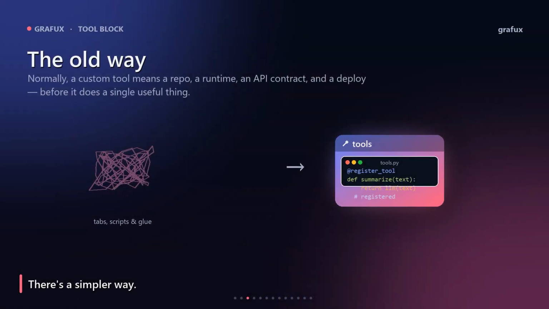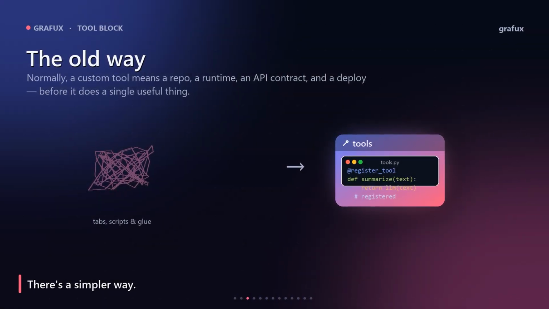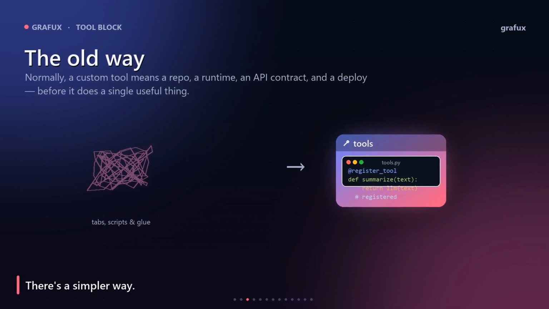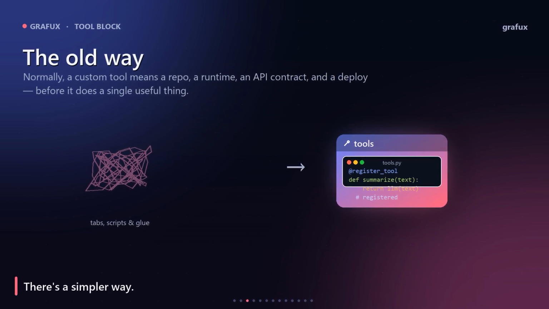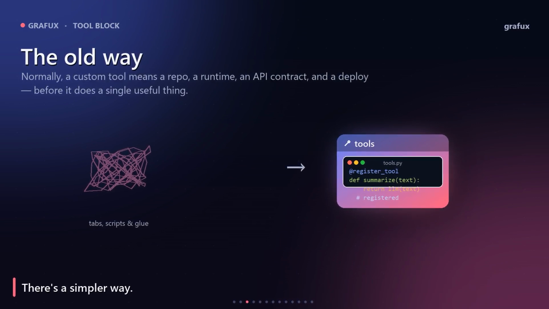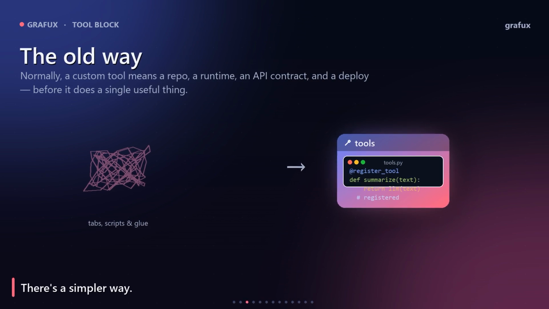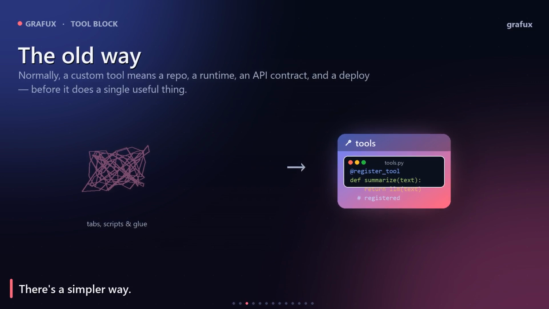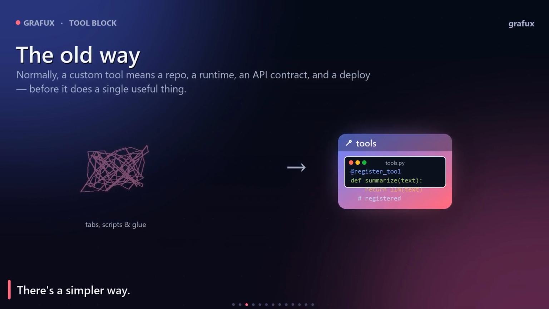But first, why does this even matter? Normally, a custom tool means a repo, a runtime, an API contract, and a deploy before it does a single useful thing. It's slow, it's fiddly, and it pulls you right out of your flow. The tool block makes all of that disappear, turning a whole chore into a single, simple node. What used to take a stack of tools and a pile of patience now takes one block and one click.